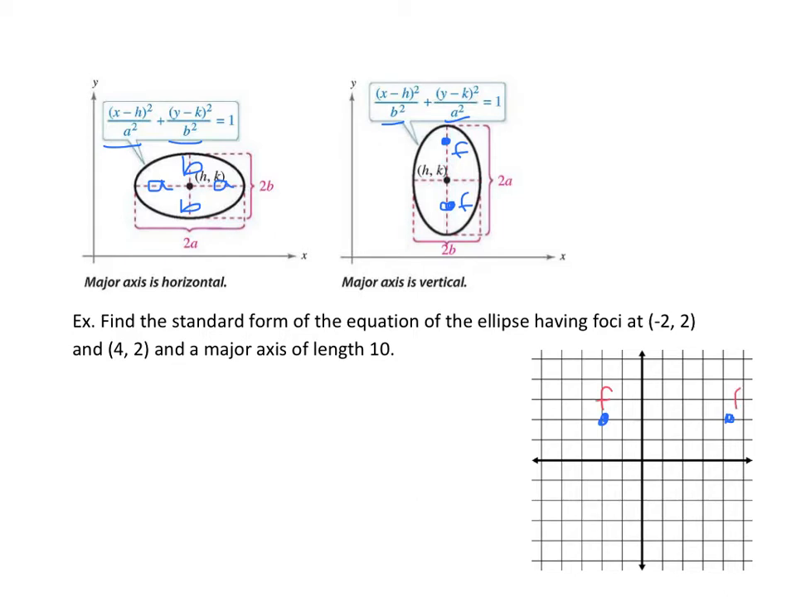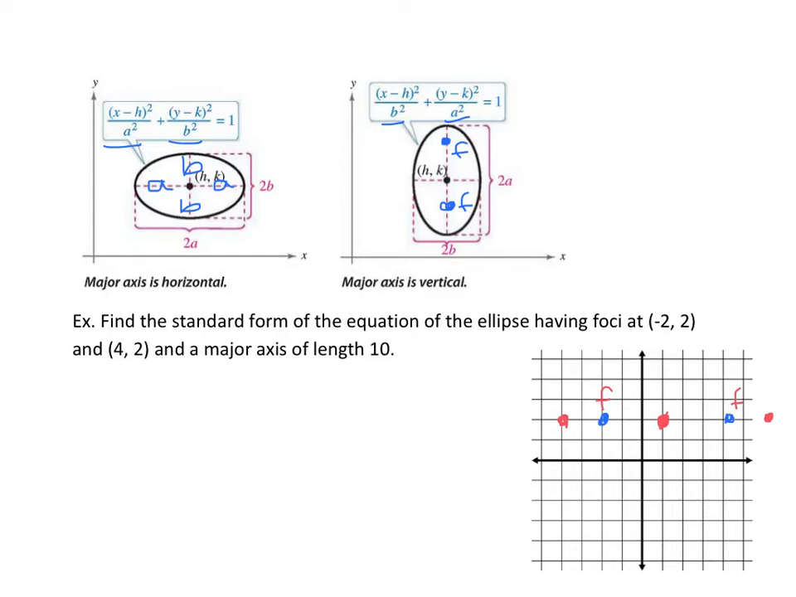So these are two foci, and the center of these foci is the center of my ellipse. So I think that falls right here. And then if my major axis has a length of 10, that means I need to go out 5 left and right. So 2 more than my foci gives me my major axis.